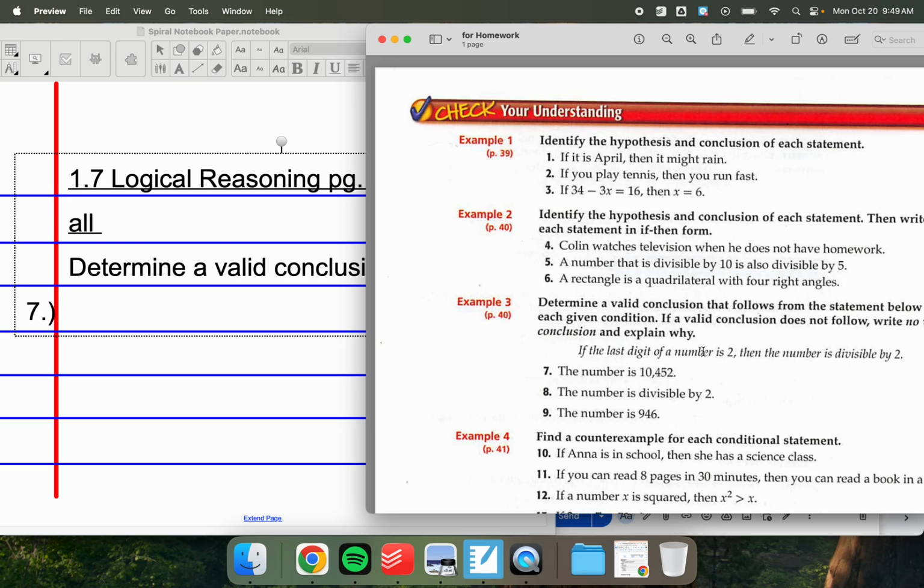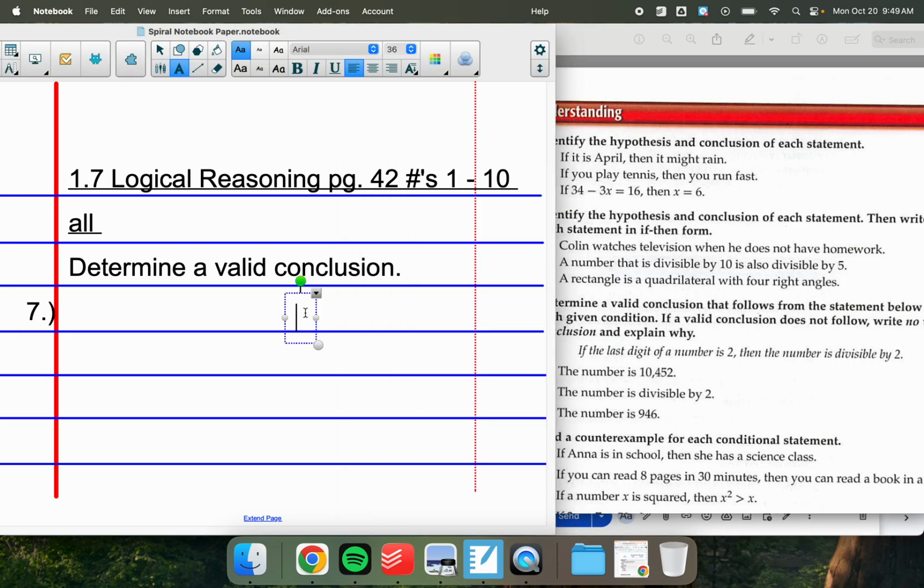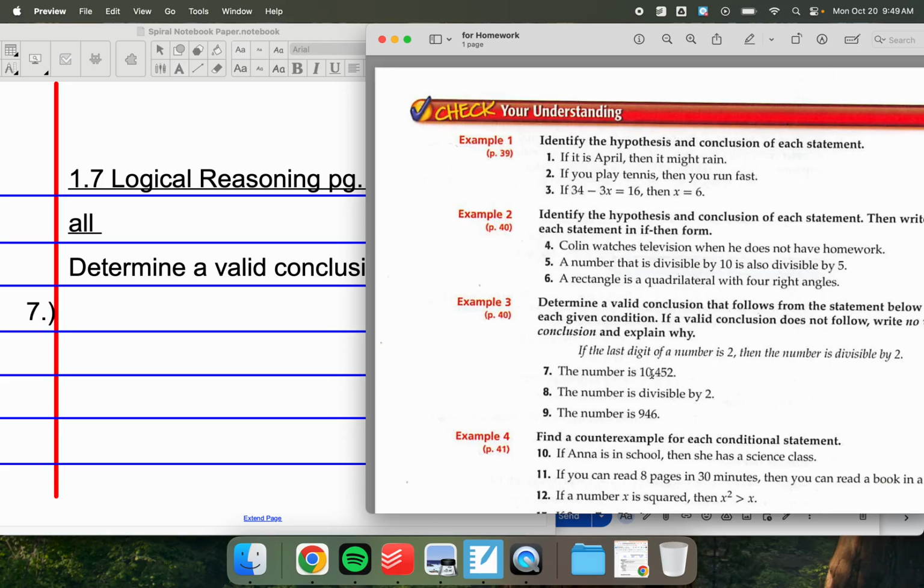And first of all, think about that. 2, 12, 22. I think it's pretty safe to say that if a number ends in 2, it is divisible by 2. I could even think about negatives, but usually we don't go in that direction. So if the last digit of a number is 2, then it's divisible by 2. So if they give us this number, does it end in 2? So therefore, can we conclude that it is divisible by 2?